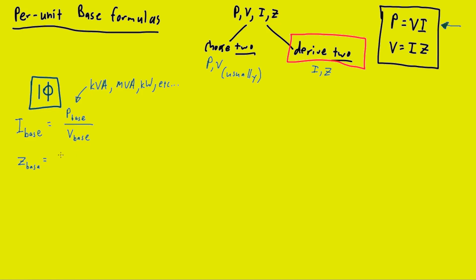Now that we've derived our current base from the chosen power base and voltage base, we would move to the fourth base in our per unit method, which is impedance. And so you can see sort of chronologically with a derived current base, we can use the chosen voltage base to come up with our impedance base. A very simple application of the V equals IZ formula at the top there. Or if you chose not to use the current base to derive your impedance base, you can still actually use a power and a voltage base to come up with that.